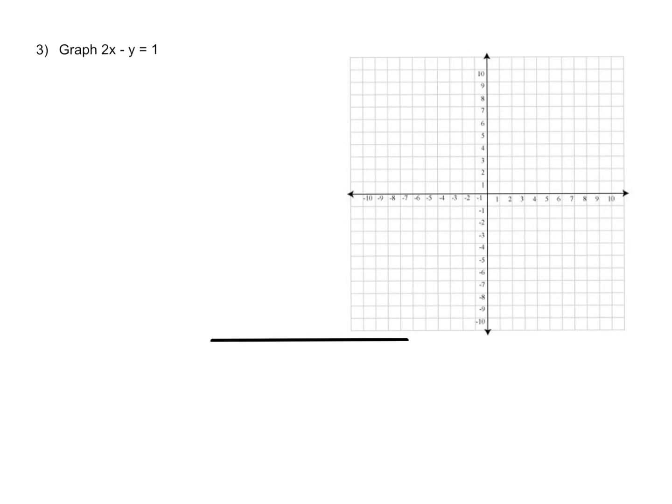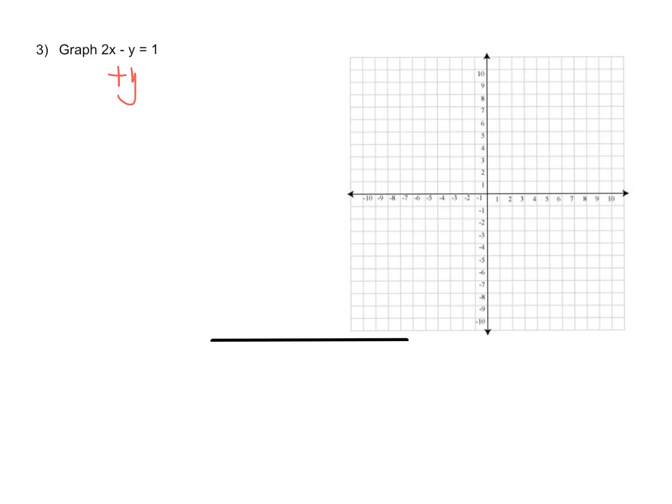Continuing from our example yesterday, I've got 2x minus y equals 1, so that's where I'm going to start. The problem here is that y is not by itself. So what I'm going to do is move y by itself by adding y to this side.